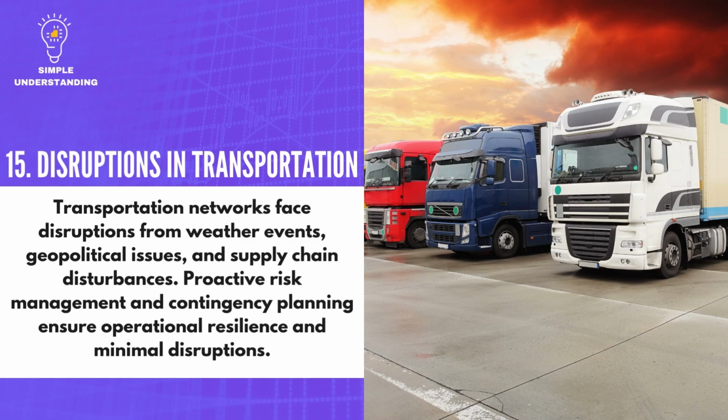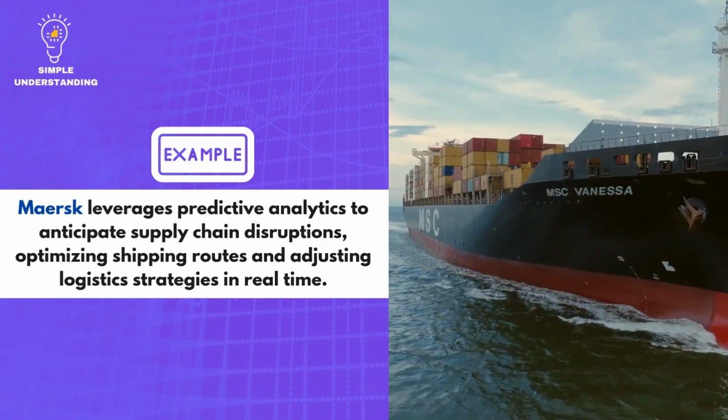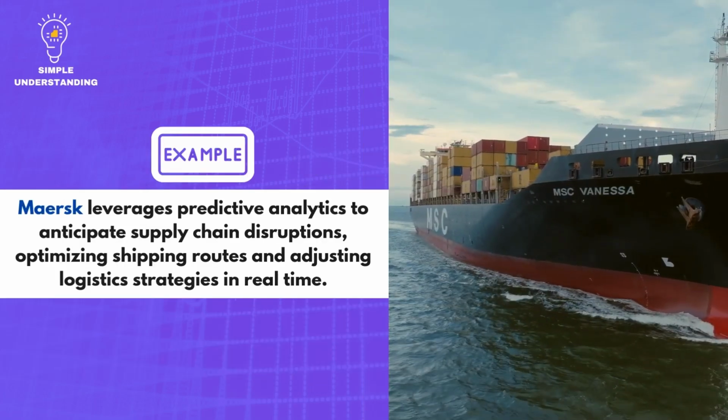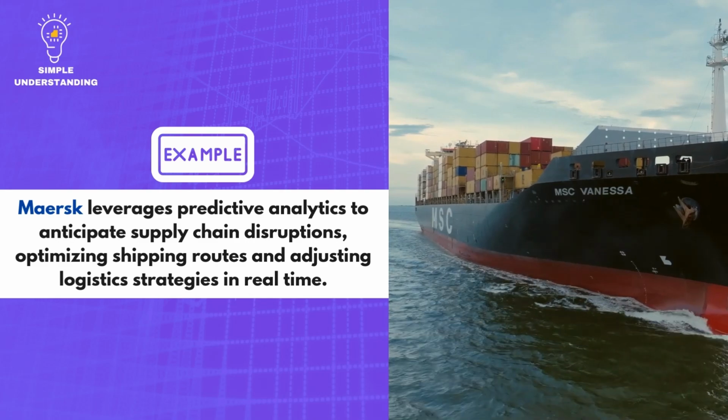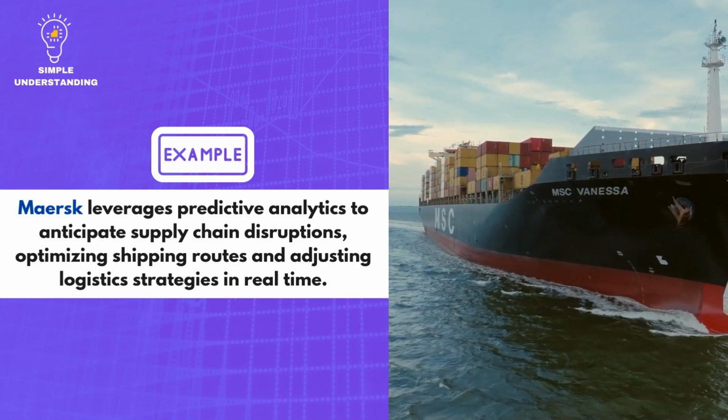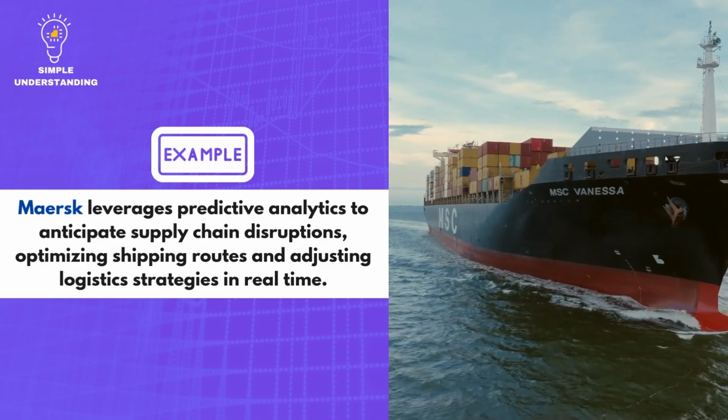Transportation networks face disruptions from weather events, geopolitical issues, and supply chain disturbances. Proactive risk management and contingency planning ensure operational resilience and minimal disruptions. Real company example: Maersk leverages predictive analytics to anticipate supply chain disruptions, optimizing shipping routes and adjusting logistics strategies in real time.